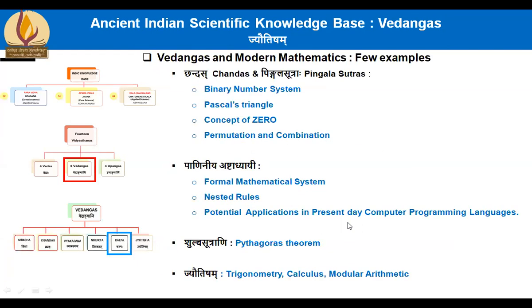Then, if we look at the Vedangas and modern mathematics, Chandas and the Pingala Sutras, we have seen the binary number system, Pascal's triangle, the concept of zero, permutation and combination. Then in Paniniya Ashtadhyayi, there is a formal mathematical system which can be understood. Then there are nested rules which we discussed. Then there is potential application in present-day computer programming languages. Then the Shulba Sutras in the Kalpa Sutras help in understanding the Pythagoras theorem. In Jyotisham, trigonometry, calculus, modular arithmetic, everything is there.